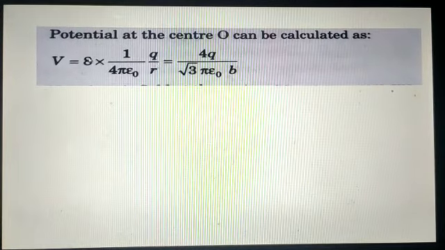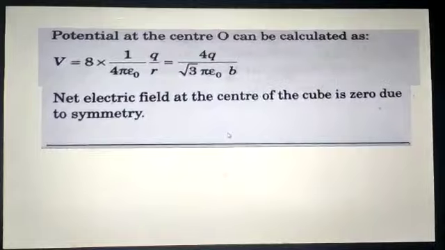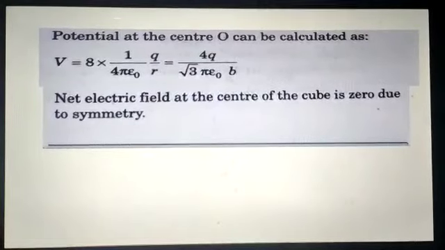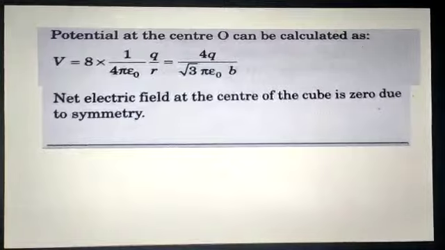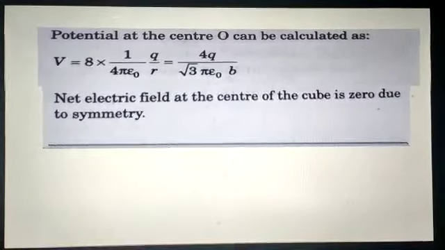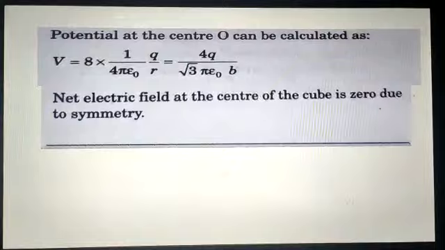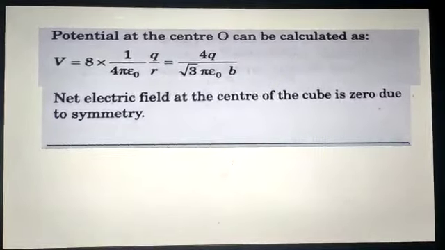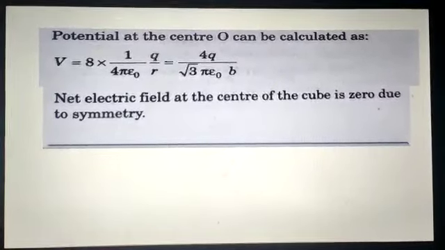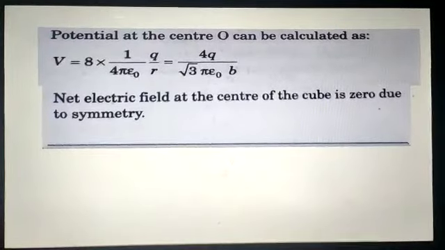So therefore we calculate the potential for a single charge as 1 by 4 pi epsilon naught q by R. The value of R we have already calculated, root 3 b by 2, and we multiply it by 8 for all the charges. So this is the total potential that we get. Again, it was asked to find the electric field also. We all know that for any symmetrical arrangement of charges, the electric field at the center will naturally be 0 because of the symmetry. I think this is clear to you. Any doubt, you can post the doubts. Thank you.